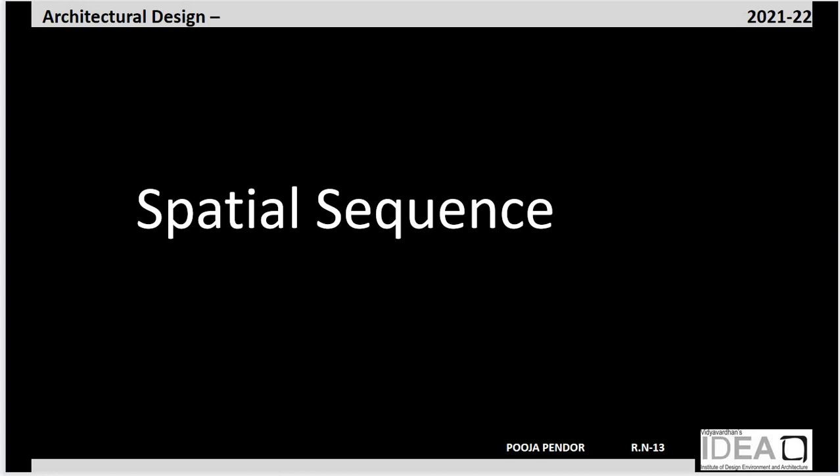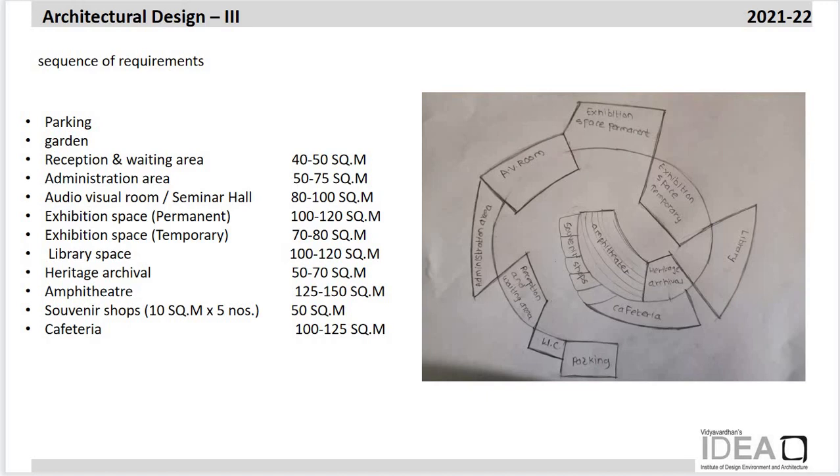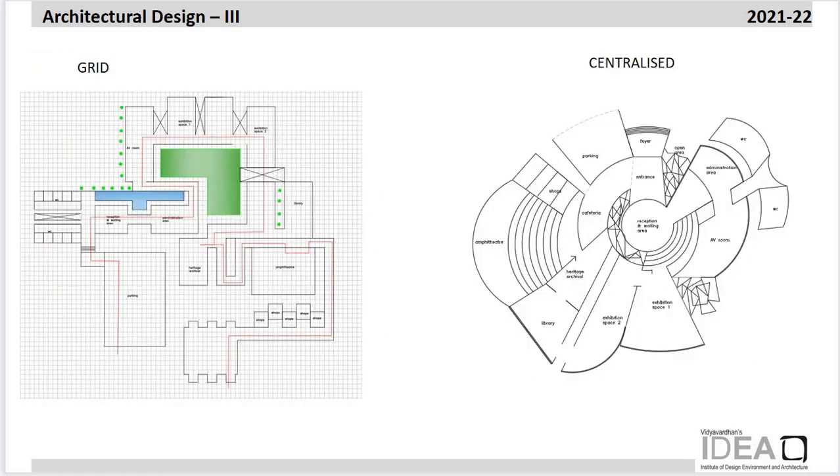Spatial sequence. By using spatial organization, we have to give a spatial sequence to our requirements. This is the sequence of requirements: parking, garden, reception and waiting area, administration area, AV room, exhibition space permanent, exhibition space temporary, library, heritage archival, amphitheater, souvenir shops and cafeteria. By using the spatial organization system, here are some plans which are drawn with the help of the spatial organization system and the spatial sequence.